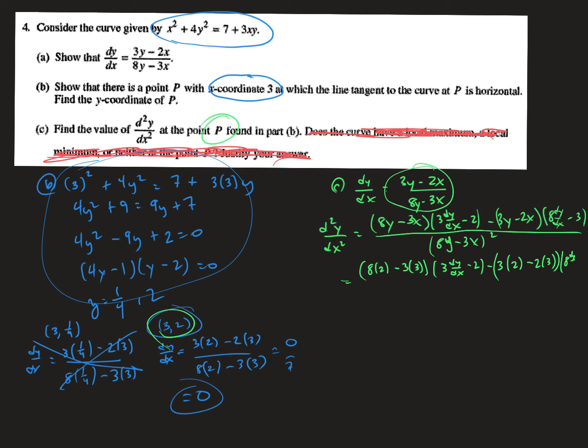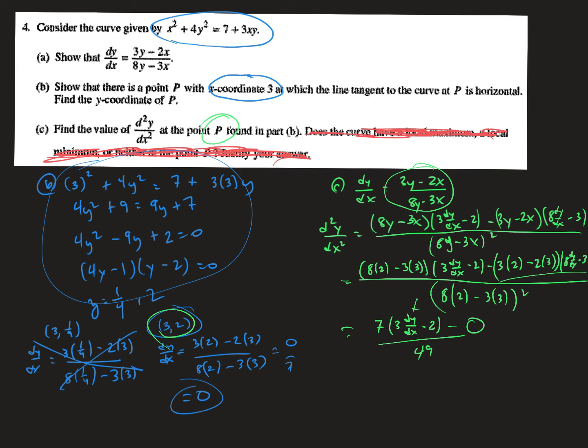Oh, running out of room. So what I've got here then is 16 minus 9, so that's 7, times 3 dy/dx minus 2, minus 6 minus 6. That whole thing's going to be 0 over here. And all of that is over 16 minus 9, which is 7 squared, so 49. So now all I need to do to actually get the value of this is I need to know what dy/dx is at this point as well.